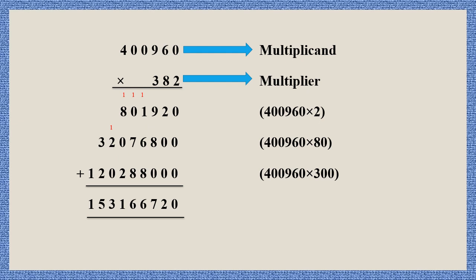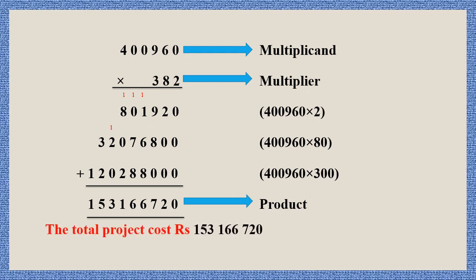So our answer is 153,166,720. So the total project cost is 153,166,720.